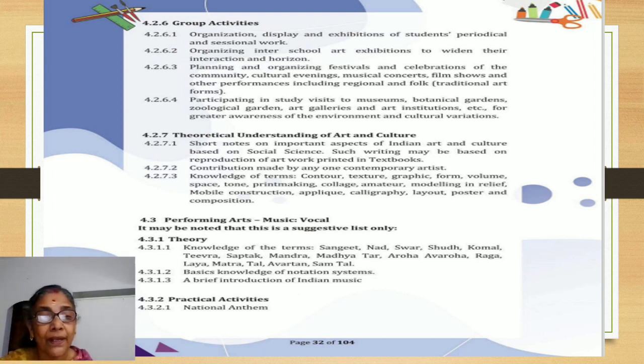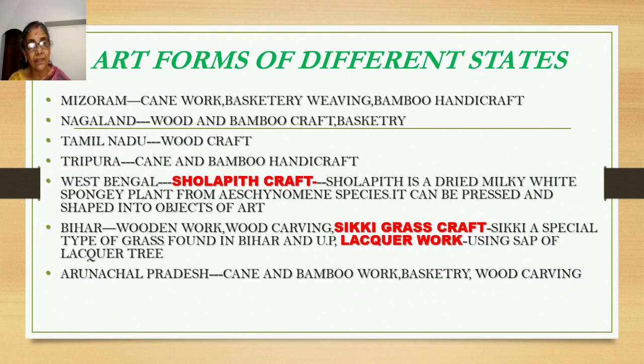And so 4.3.1, that is theory, knowledge of the terms, that is sangeet, nada, then swara, shuddha, like that it goes. So vocal, so those who have taken the optional as instruments or music, for them it may be helpful. Now let us see how art forms of different states have integrated.